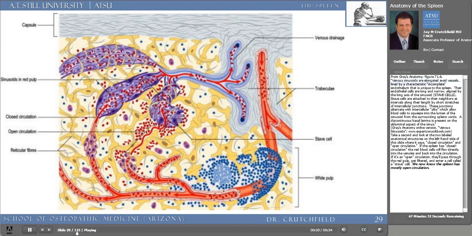Take a second and notice the two labels on this slide over to the left, where it says closed circulation and open circulation. If the spleen has closed circulation, the red blood cells will flow directly into the venules and back into the circulation. If it's an open circulation, they'll pass through the red pulp, get filtered, and enter a cell called a stave cell, S-T-A-V-E. We now know that the spleen mostly has open circulation.